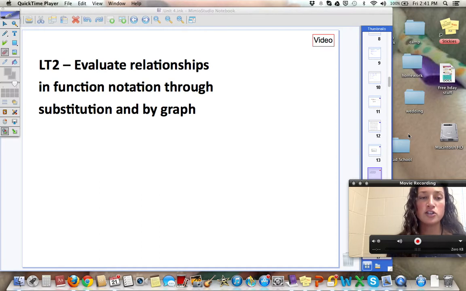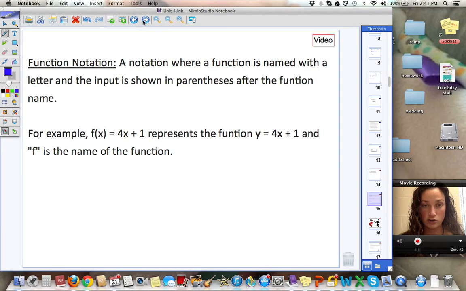Unit 4, Learning Target 2: Evaluate Relationships and Function Notation through Substitution and by Graph. So this is one of the more confusing ones, so we're going to spend a lot of time on this. If you don't get this after this video, we are going to spend at least 2 days in class practicing this and doing different things for that. Some of this, though, we've already talked about in class when we did Learning Target 1.